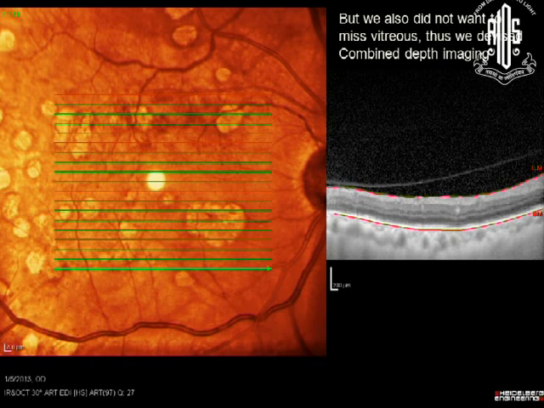We wanted to see the vitreous and we wanted to see the choroid. So we had something called combined depth imaging, as you can see here, that you can go from the vitreous, retina and choroid by adjusting your optics on the Heidelberg. This is from the Heidelberg. So you can do combined depth imaging to see everything from the vitreoretinal interface to choroid.